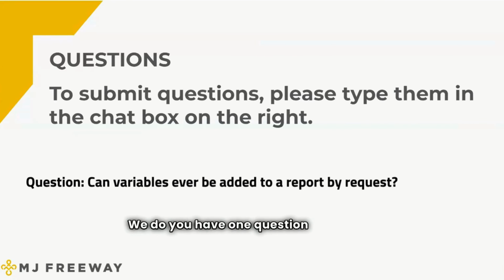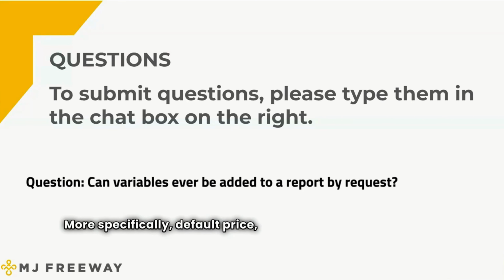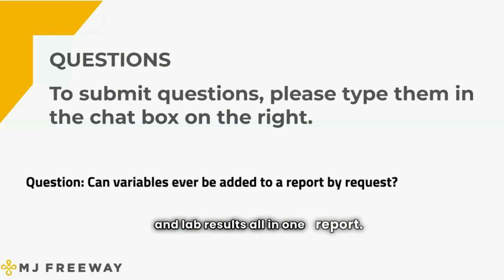I do have one question from Mike. We currently have to run XLOOKUPs from multiple CSV exports to combine key inventory variables. Can variables ever be added to a report by request? More specifically, default price, unit cost, inventory quantity, and lab results all in one report.